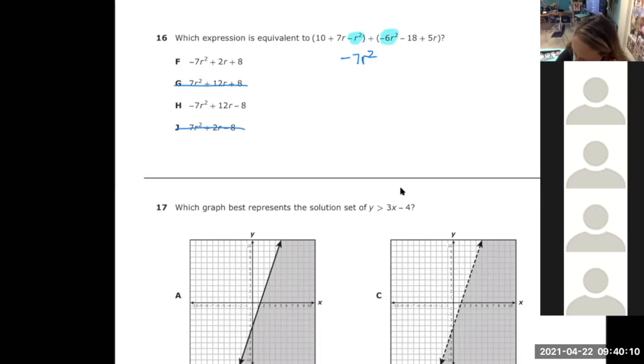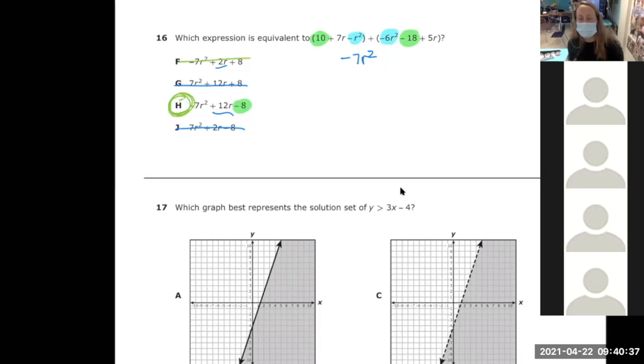Now let's figure out the difference between F and H. We can look at the regular numbers. So we've got 10 plus negative 18. That equals negative 8. So our answer is H. That is combining like terms.